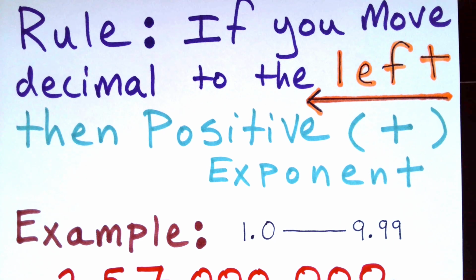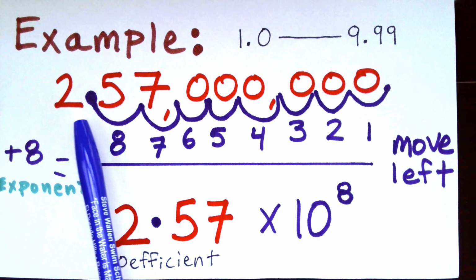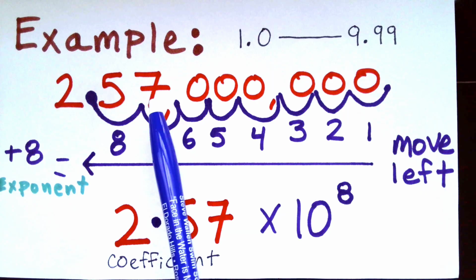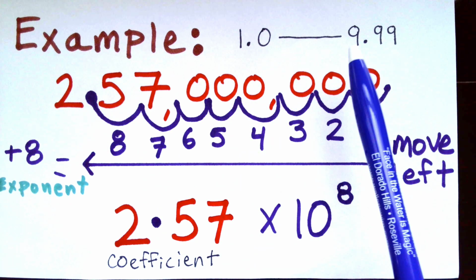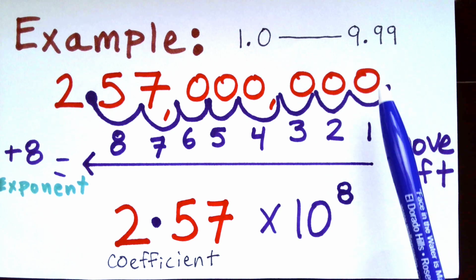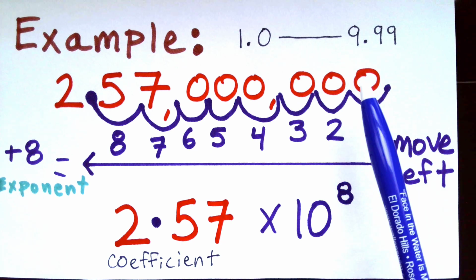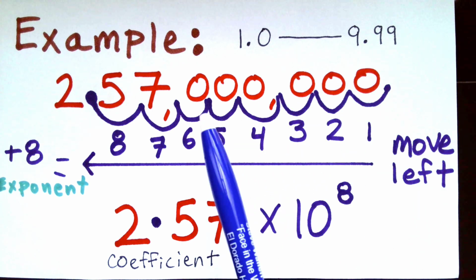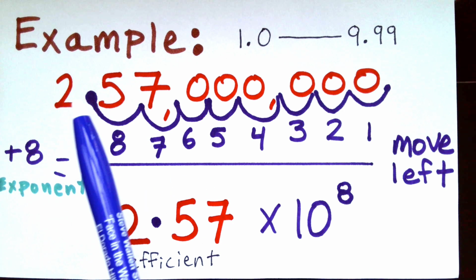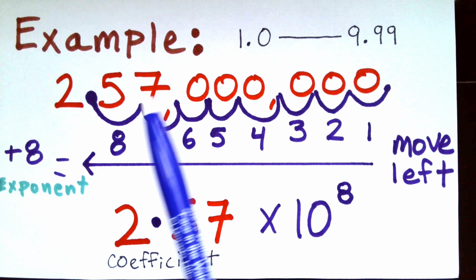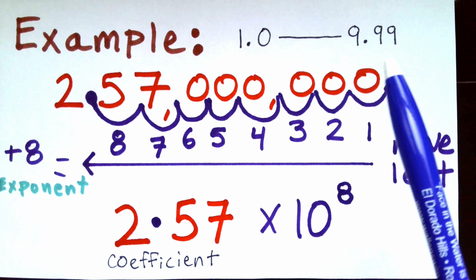So let me show you this example here. Remember, we want to change this super large number, which is 257 million, into a smaller number between 1.0 and 9.9. I'm going to take the invisible decimal here to the right of the ones place and do that. I'll move it however many times I have to get that value between 1.0 and 9.9. Well, let me see. Is 2.57 the new coefficient? Is that between 1.0 and 9.99? Yes. So it fits that rule.